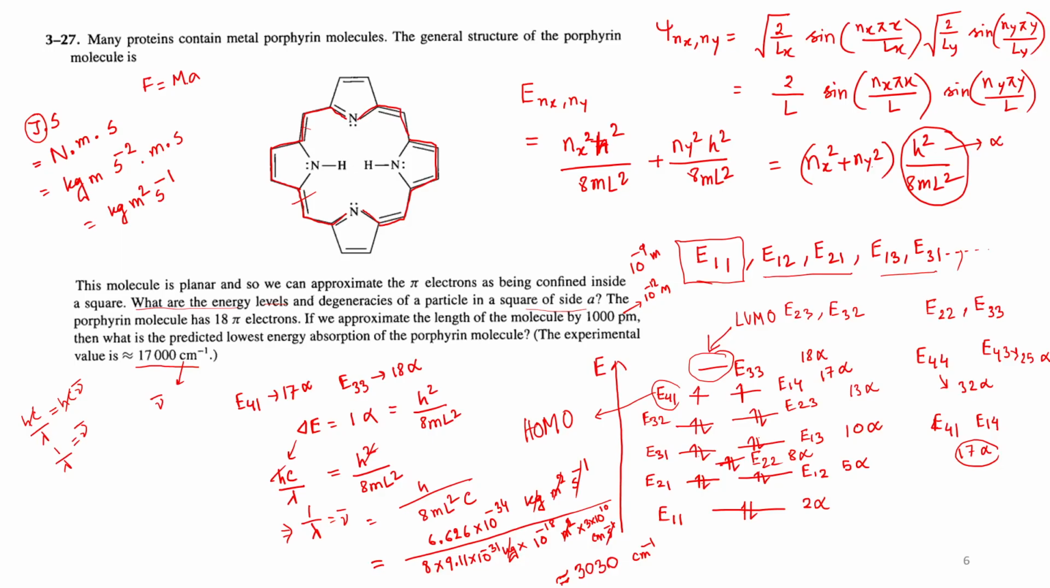So the thing is that the experimental value is 17,000 centimeter inverse. So maybe the mismatch is due to the fact that we are predicting it as a 2D box, and these electrons are out of the plane. So we are not considering these pi electrons, because we are considering only 18 pi electrons which are in a plane and are in conjugation.